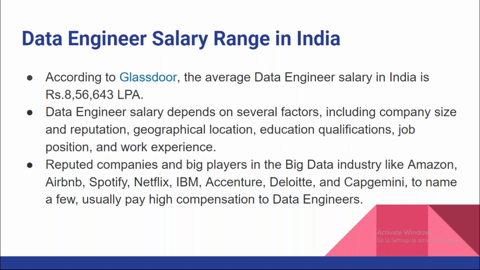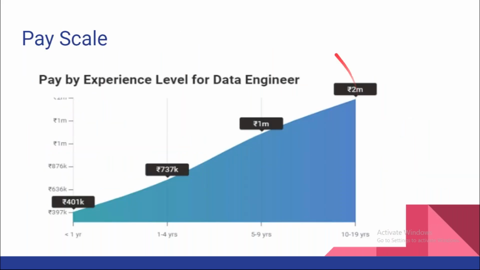The reputed companies and big players in the big data industry like Amazon, Airbnb, Spotify, Netflix, IBM, Accenture, and all these companies are paying very high compensation to the data engineers, because they will be dealing with the data. The job of a data engineer will be to take the data from one source and feed that data to the machine learning engineer, and then the machine learning engineer will work on that particular data and develop a machine learning algorithm on top of it.